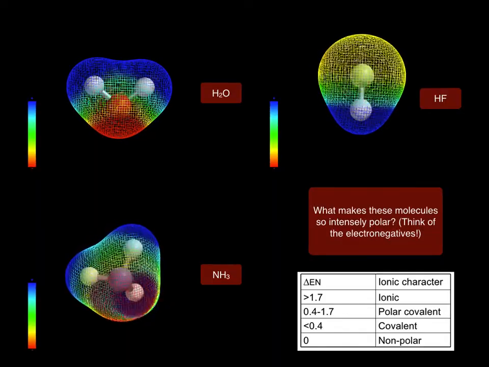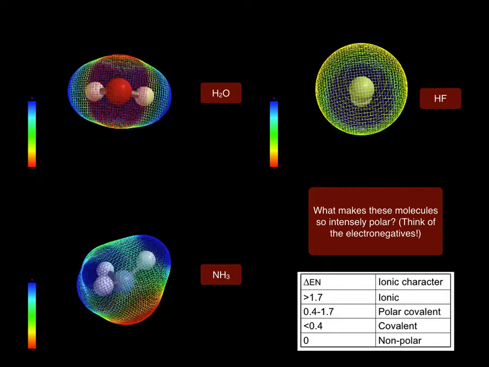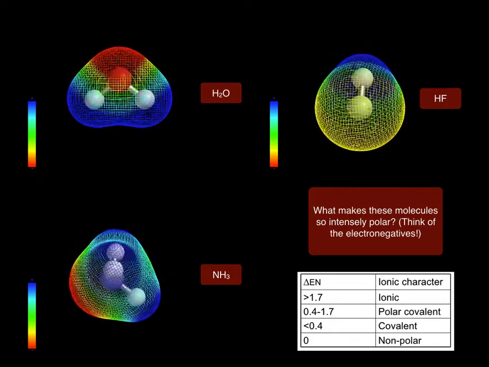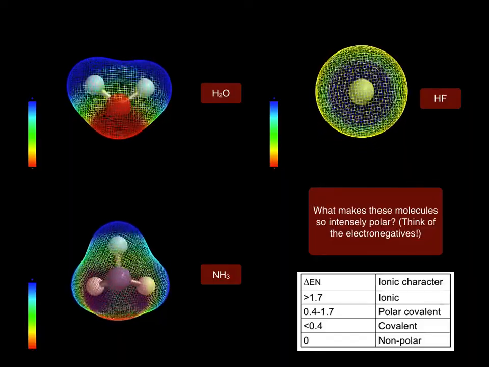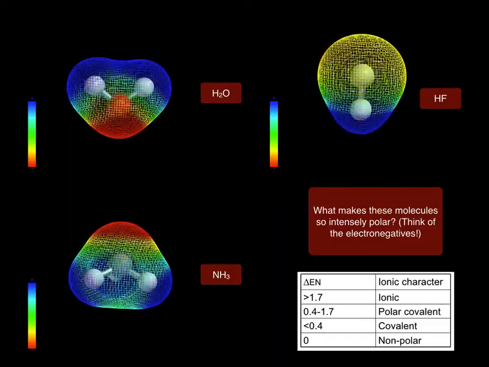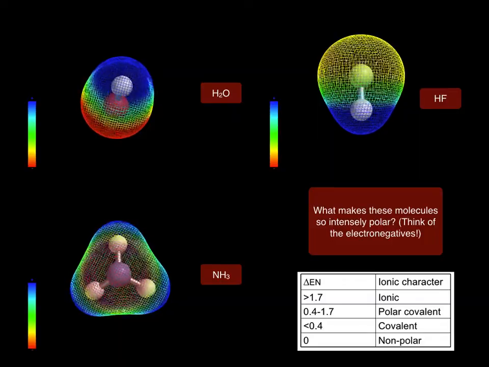If another substance that contains fluorine, oxygen, or nitrogen is nearby, this hydrogen end will be intensely attracted to any one of these, and it is this attraction that we call a hydrogen bond.